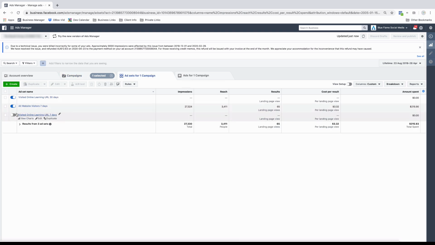Over here, I can see they are targeting anyone who has visited this website in the last 7 days. And they've also got anyone who's visited the learning URL in 30 days. I can see this ad is not feeding out at all. Now, the reason this ad could not be feeding out is that potentially no one has come onto this online learning URL in the last 30 days.